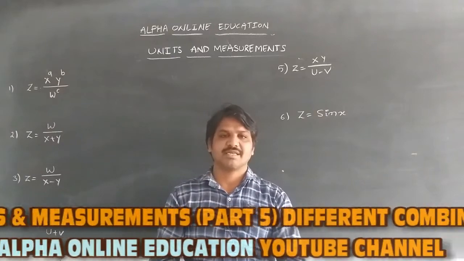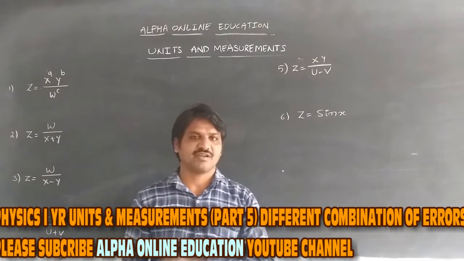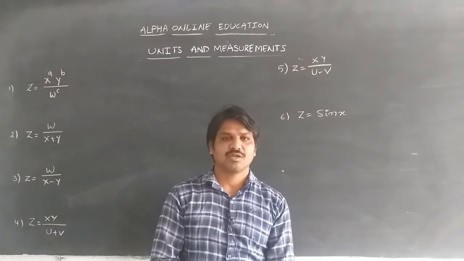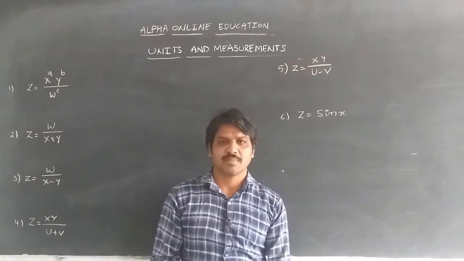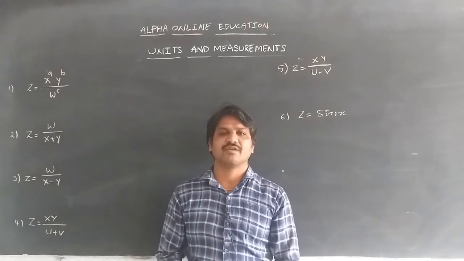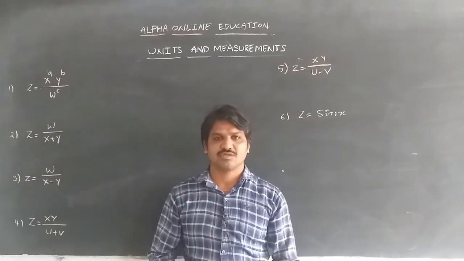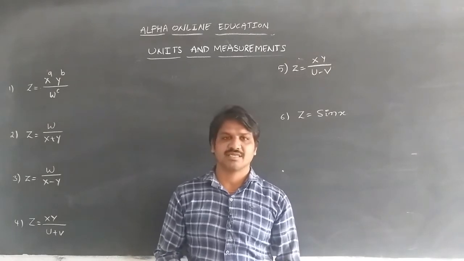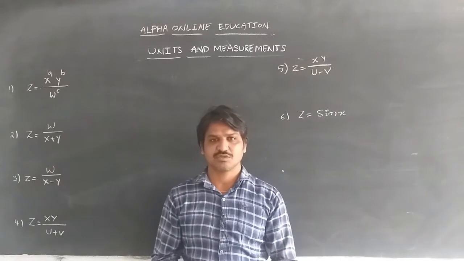Error in measurements, that is, error in addition: we have discussed a combination of errors, error in addition, error in subtraction, error in coefficient, error in product, and error in power of a quantity. Whenever the power of a quantity is given, we found the maximum possible fractional error and percentage error. We have derived the equations also.